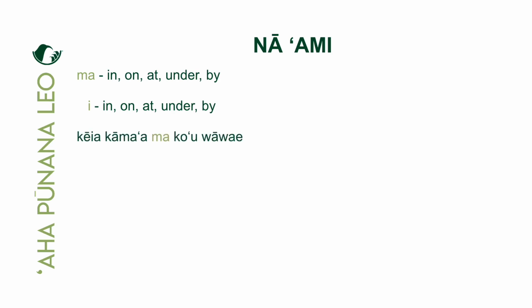And so again, these would precede a kaʻimemea sequence, and they can connect two kaʻimemea sequences. So we have keia kamaʻa and koʻu wāwae. No laila, e hoʻopili mai. Keia kamaʻa ma koʻu wāwae. This shoe ma my foot. This shoe on my foot. Keia kamaʻa ma koʻu wāwae.